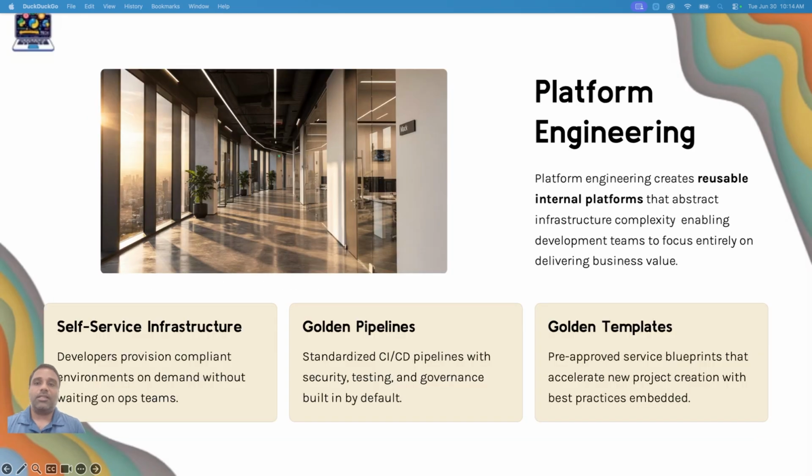So now let's look at platform engineering. It's the term that takes all these building blocks and makes them accessible to your entire organization. So you create reusable internal platforms that abstract infrastructure complexity, so that your developers can focus entirely on delivering business value for your customers.